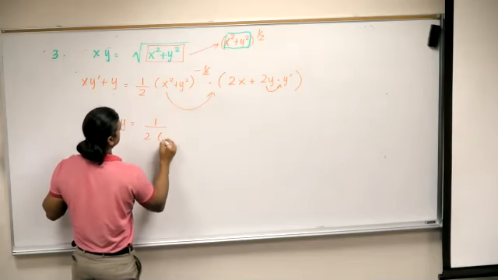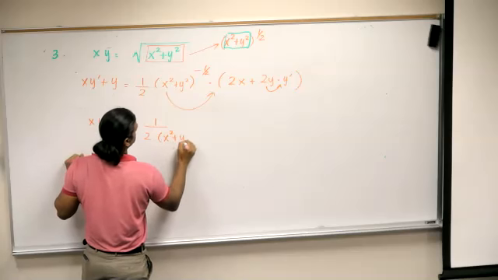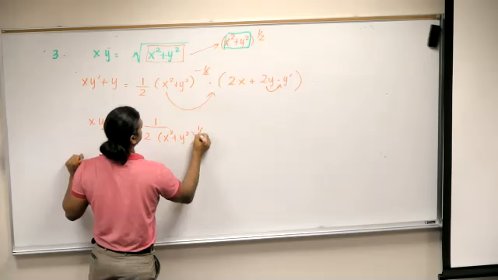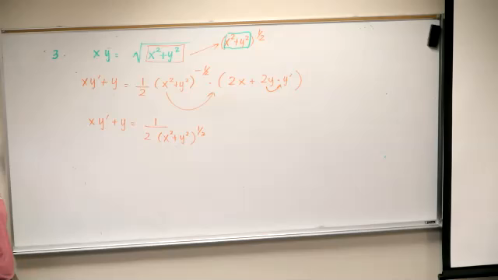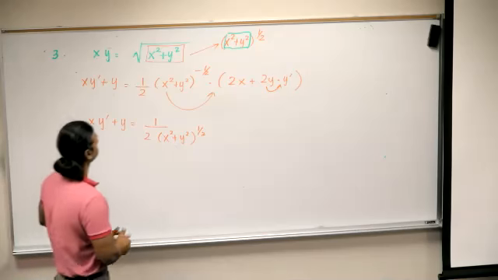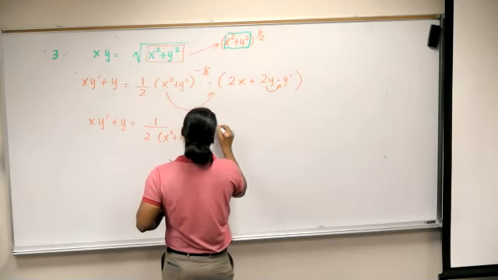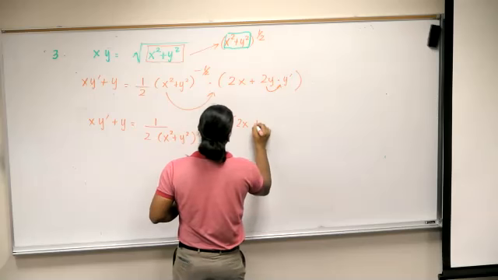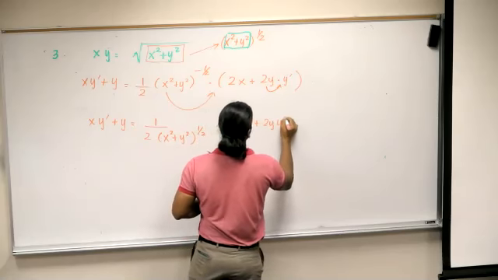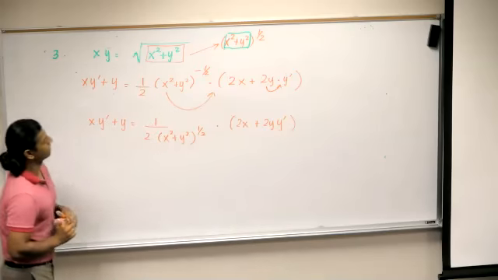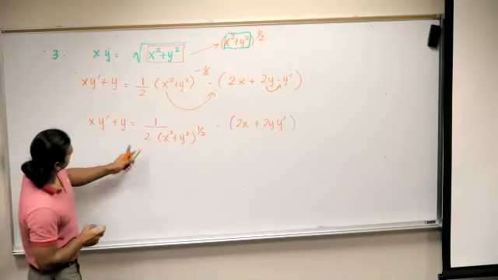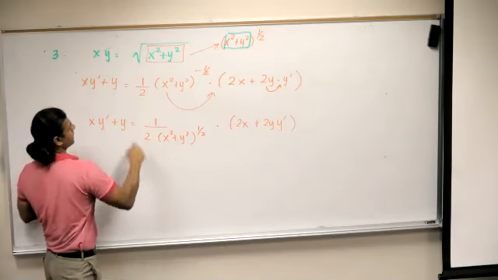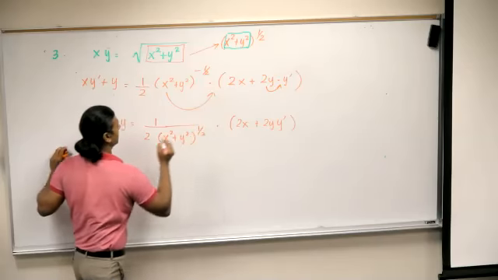So I end up having this term, so 1/2, move that to the denominator, x squared plus y squared raised to 1/2, times 2x plus 2y y prime. Good.